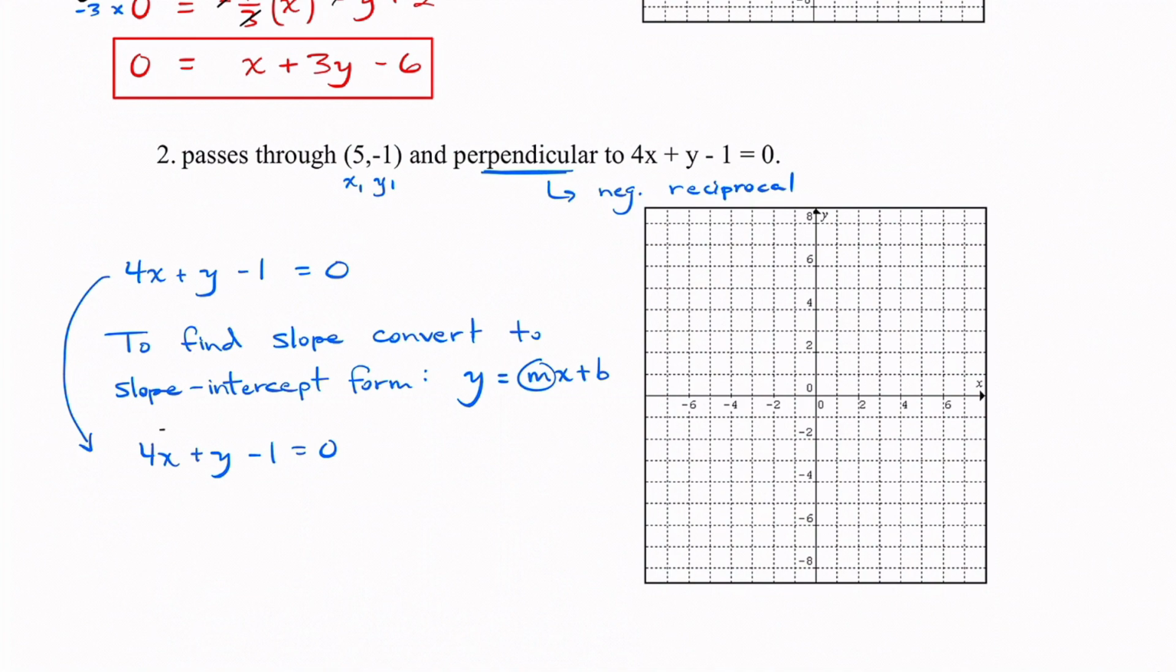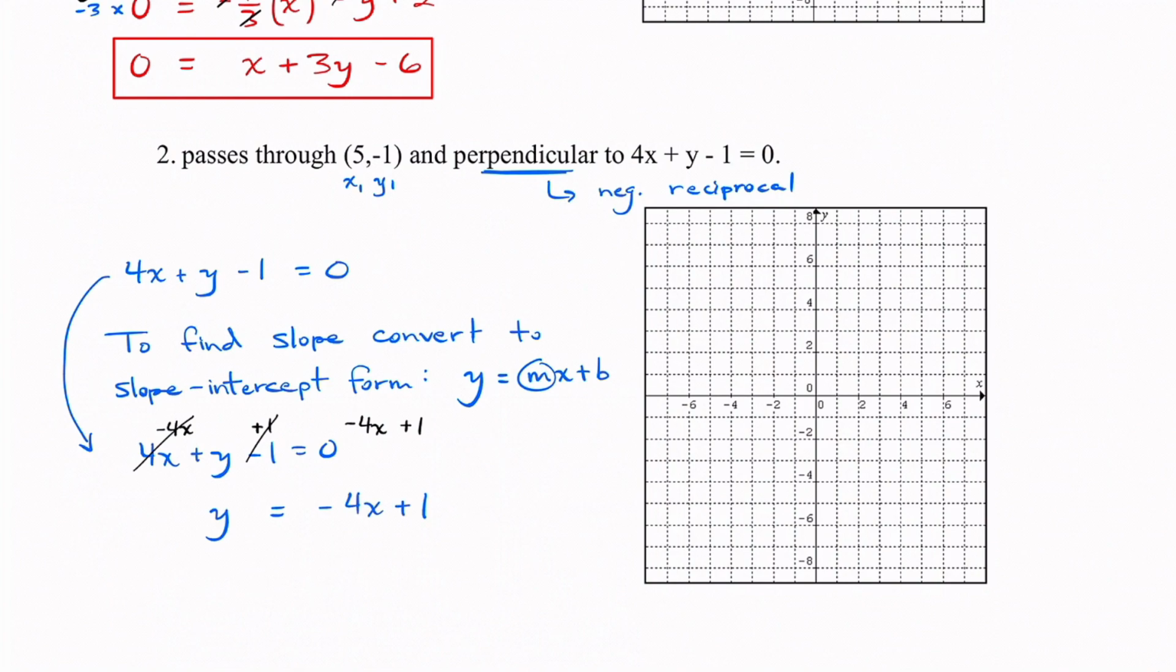So I want to get the y all by itself. So I'm going to get rid of this 4x. I'm going to have to subtract 4x from both sides. And I got to get rid of that minus 1, so I'm going to have to add 1 to both sides. So these are going to cancel on the left. So the only thing I have is y and then equals. And on the right, I got minus 4x plus a 1.